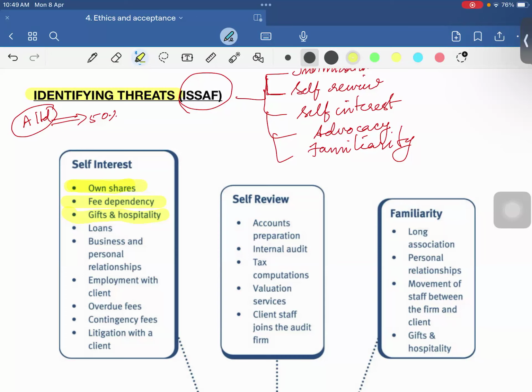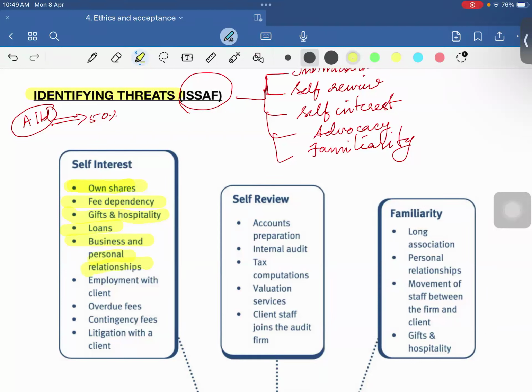Next is loan. Suppose your client is a bank or financial institution and you have got a loan from that client. In order not to anger the client, you might turn a blind eye to the misstatements that have been found. Clear? Good.